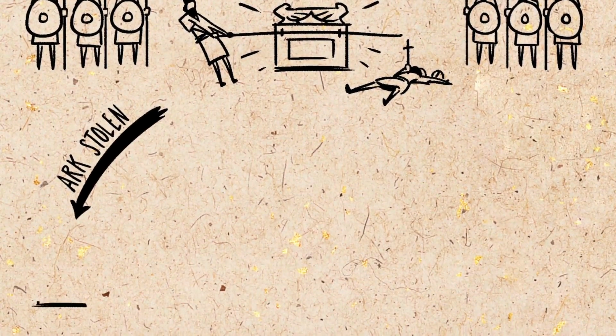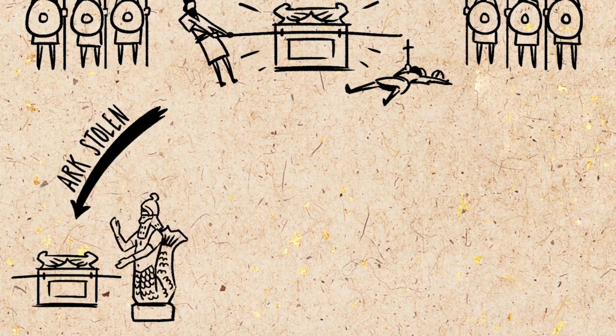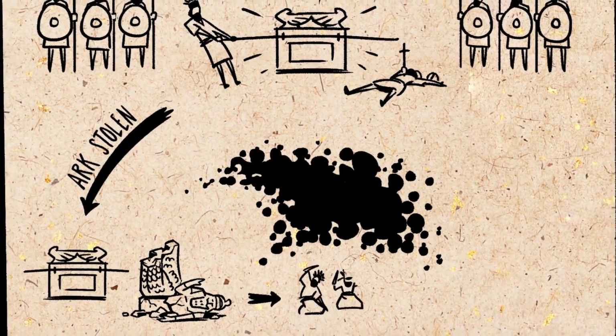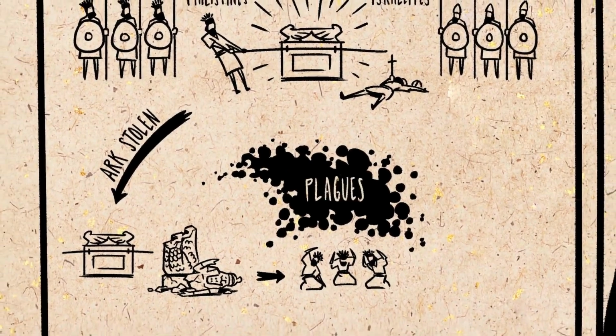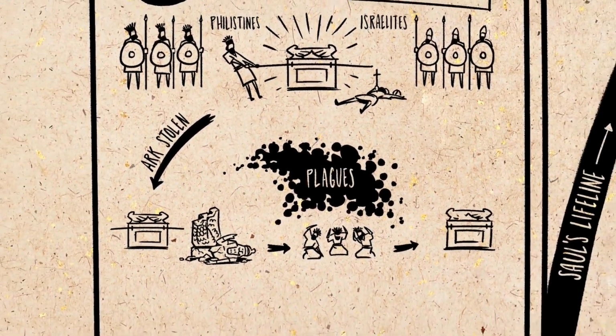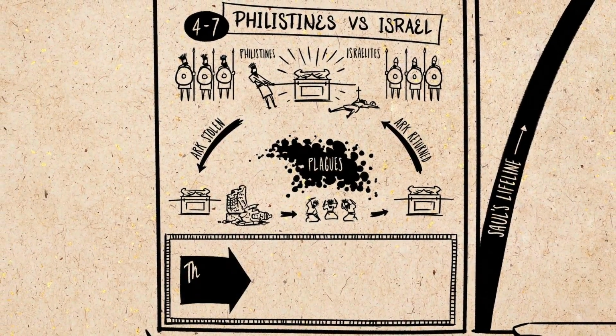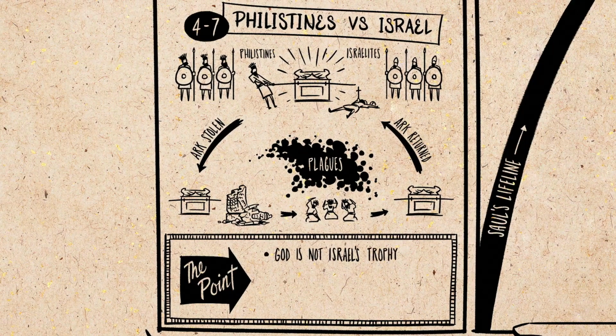So the Philistines take the ark and they place it in the temple of their god, Dagon. And then the God of Israel defeats the Philistines and the god Dagon without an army by sending plagues on the people. And then the Philistines don't want the ark anymore, obviously, and they send it back to Israel. And the point of this little story seems to be this: God is not Israel's trophy, and he opposes pride among the Philistines, but also among his own people.